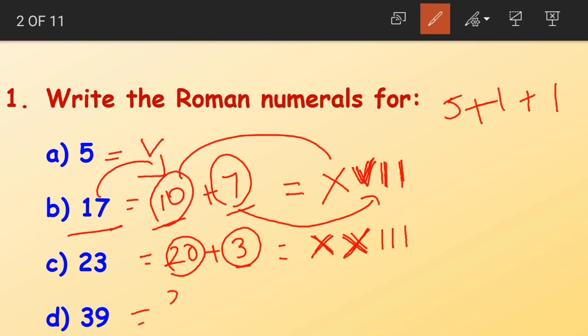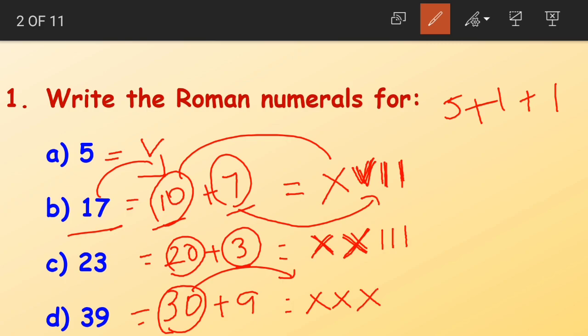The last one is 39. Again how do we write it? First write the expanded form. 30 plus 9. How do we write 30? We use 3 X's. XXX is equals to 10 plus 10 plus 10, 30. Then we have 9. How do we write 9 children?